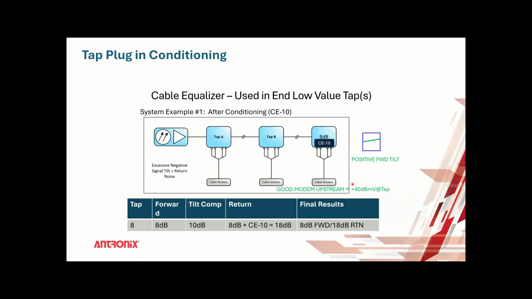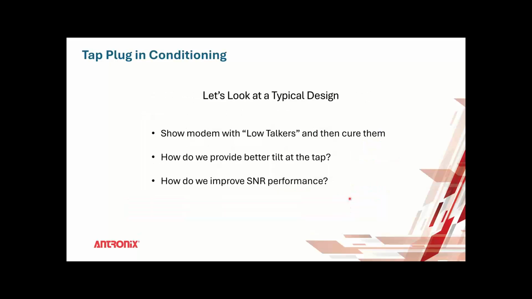So a couple of concerns, but if you use a cable equalizer, let's say a 10 dB cable equalizer here, it does two things. Because the cable equalizer has 10 dB of loss in the upstream, it attenuates your ingress by 10 dB, and it gets rid of that tilt. You have a more flat response, and therefore your cable modem upstream is transmitting at a proper level.